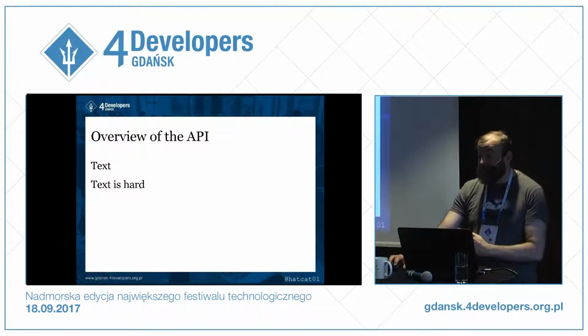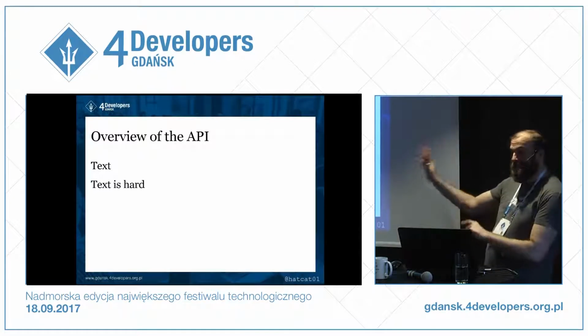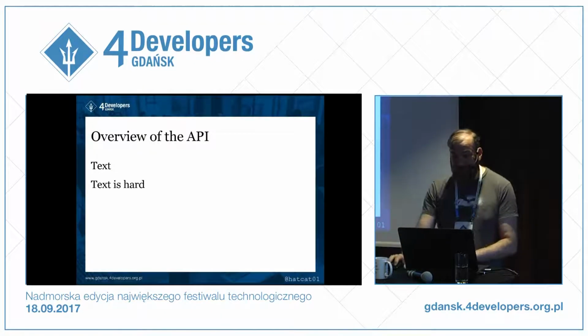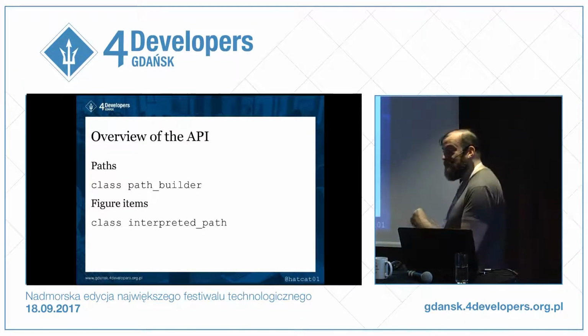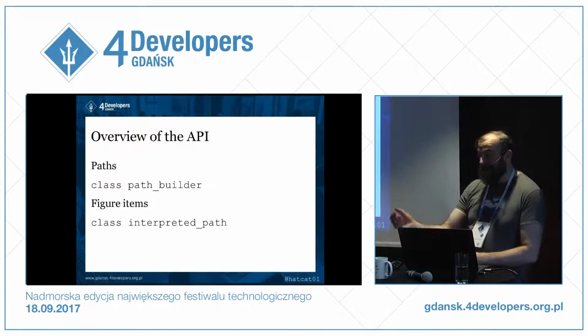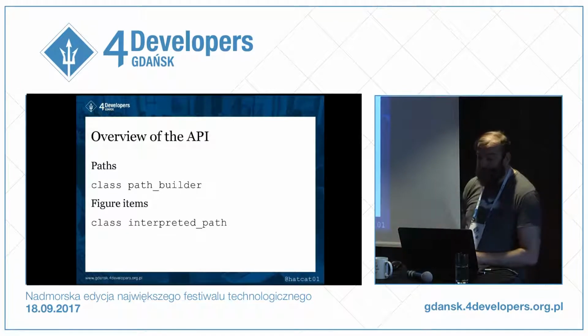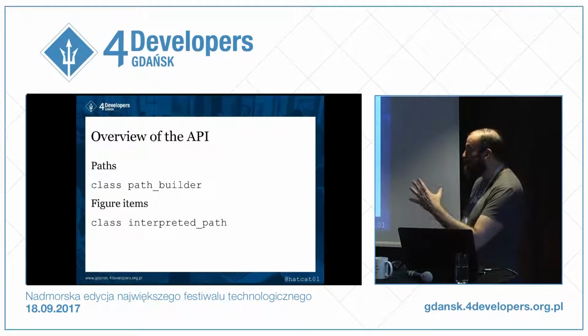Right, things start to get interesting now. So remember this point in the description. I'll be referring back to all these things. We need to be able to draw paths. We need to be able to draw lines and curves. So we have a class called Path Builder that acts as an instruction buffer, and we add what we call figure items to a path builder to draw things.